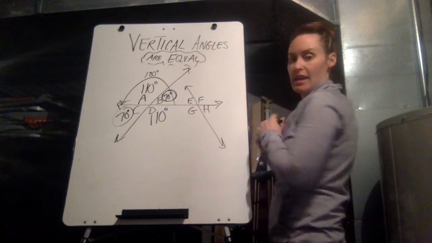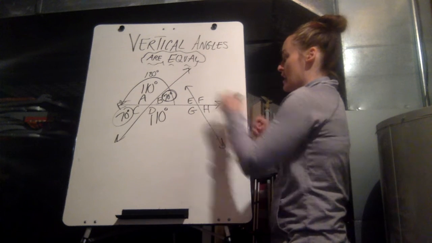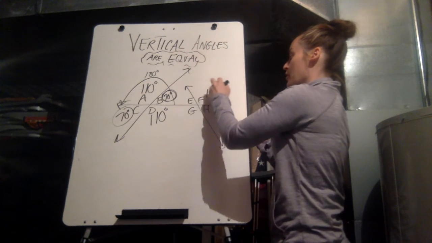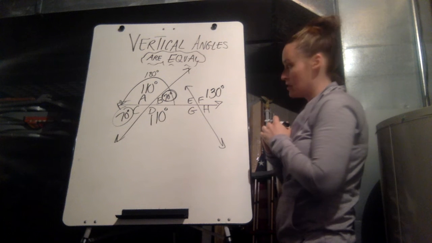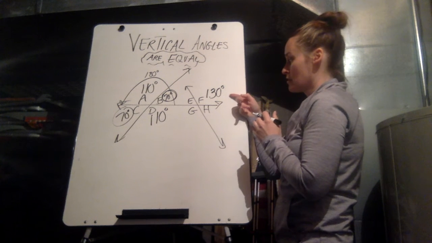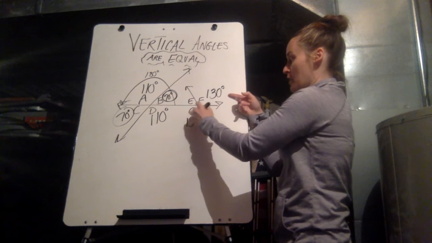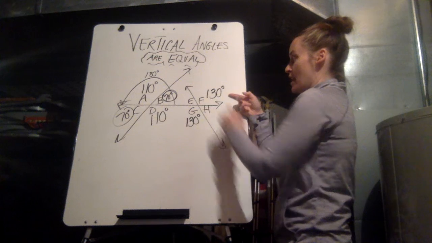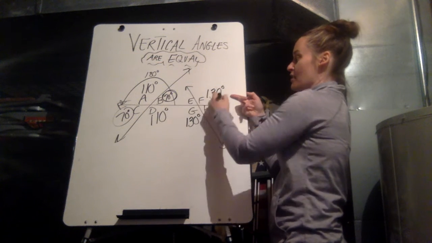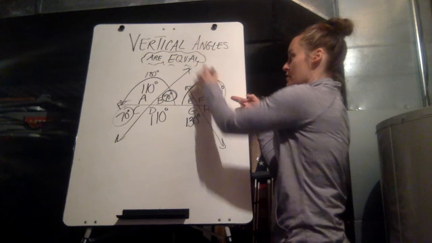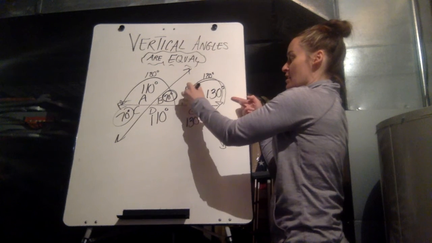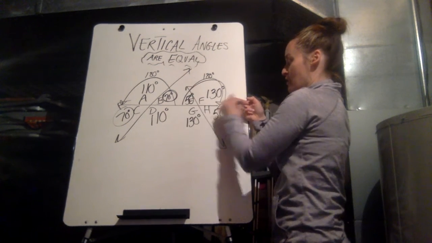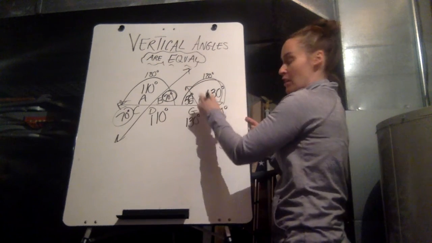Okay, let's take a look at E, F, G, and H over here. If F is 130 degrees, what other angle is 130? Remember, it's obtuse, so angle G would be 130. And then I know if on a straight line there's 180 degrees, 180 minus 130 is 50. So 50 and 50. Vertical angles are across from each other.